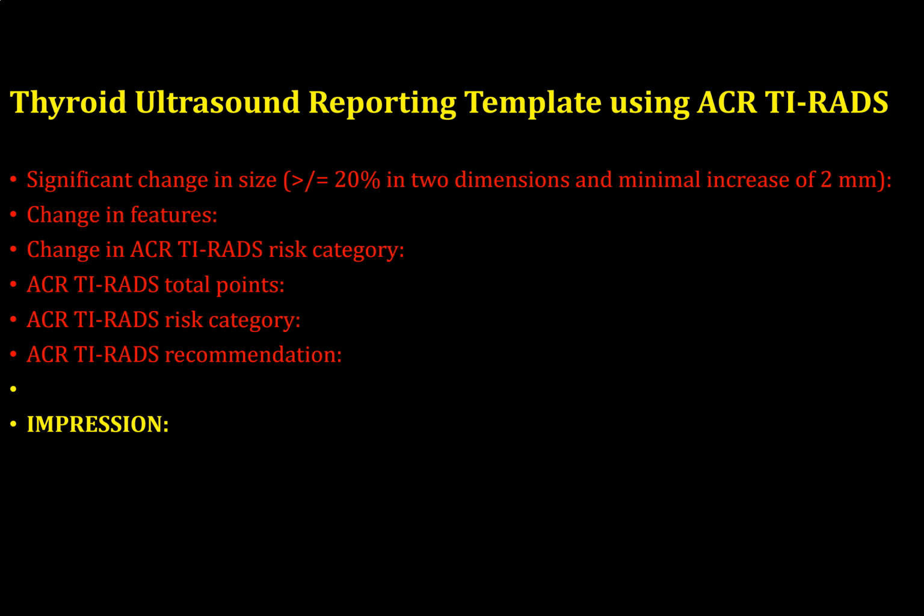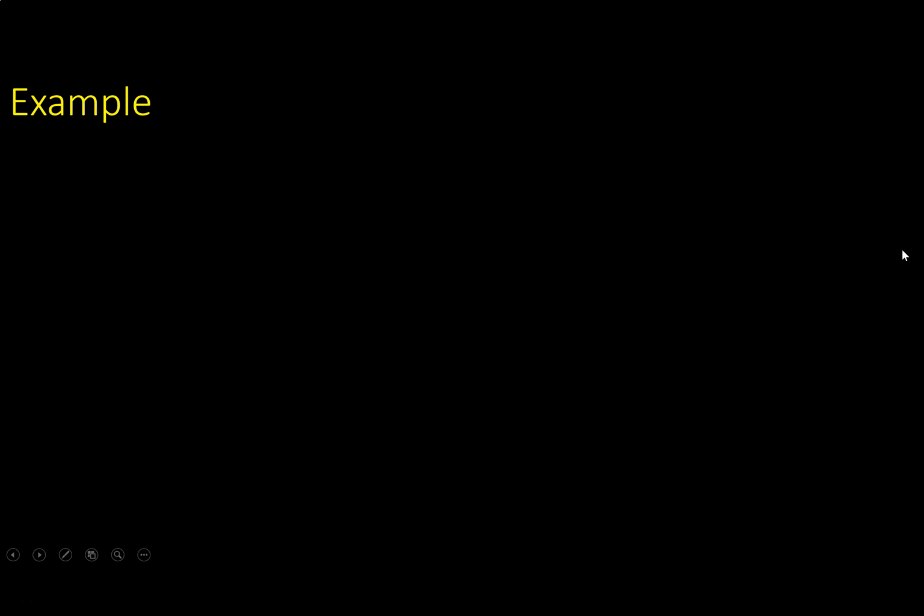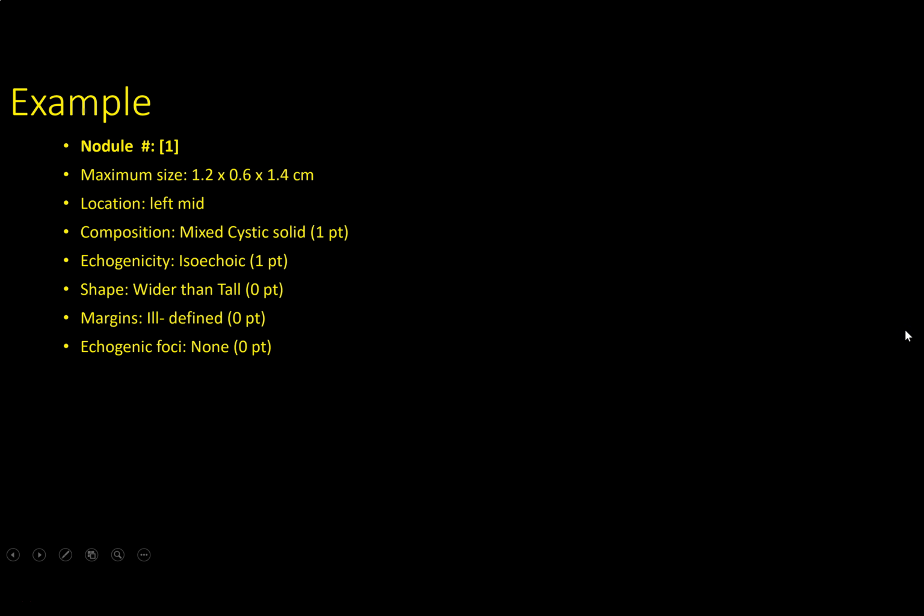This ensures that you have a recommendation for each nodule in the body of the report. Then in your impression, you can summarize the results as need be. Here is a potential example in a patient who would have 2 thyroid nodules. So I would take nodule 1, I would give dimensions. We're presuming that there's no previous for comparison in this instance. We give the location, and then we go through each of the characteristics.